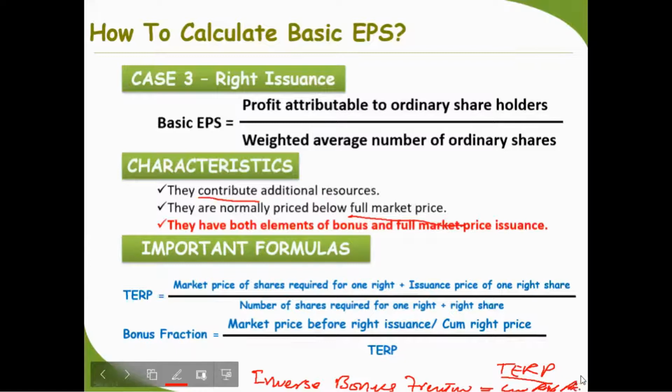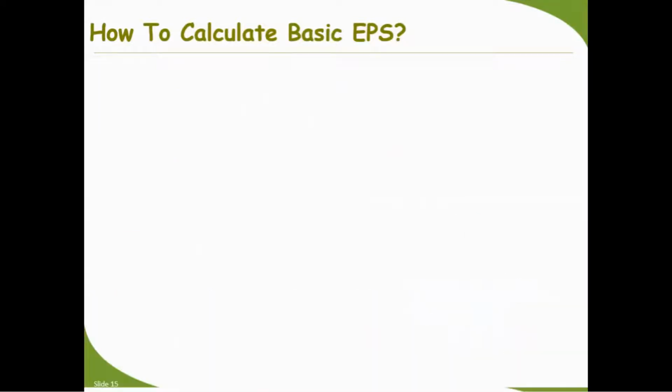Now keep in mind that under bonus fraction, the cum-rights price will always be higher than TERP. So the higher figure would be the numerator and the lower figure would be the denominator. Under inverse bonus fraction, the lower figure would be the numerator and the higher figure would be the denominator. Okay. How to calculate basic EPS?